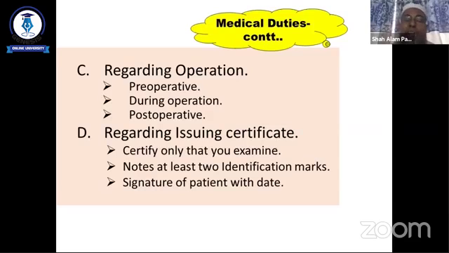Regarding issuing a certificate, certify only what you examine, not what you guess, only the facts you have found. Note at least 2 identification marks and the signature of the patient with date.